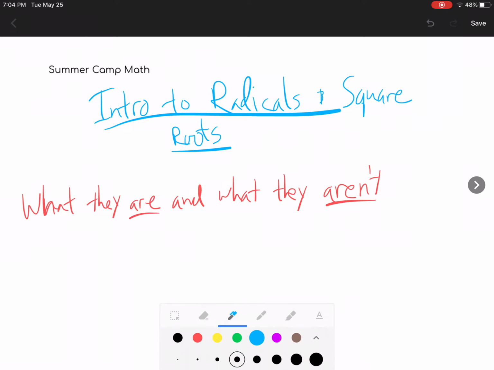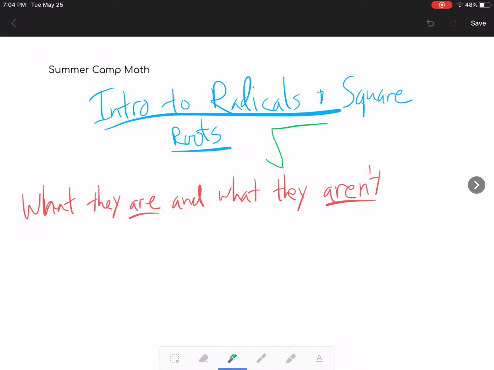Now, I've been dealing with these for a while now as a teacher, and students, for whatever reason, get really intimidated by this symbol right here. That's technically called a radical, and there's several different variations of them, but more often than not, when we're dealing with them, we're dealing with square rooting. And so what I want to do is talk about what they are and what they aren't.